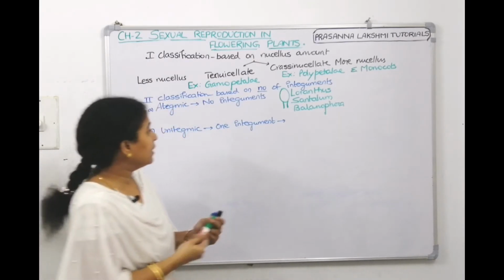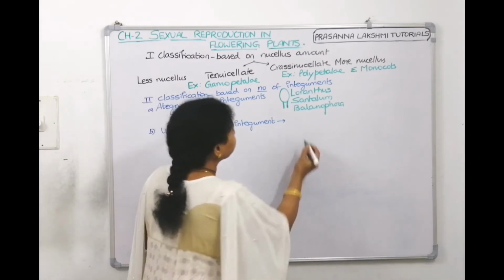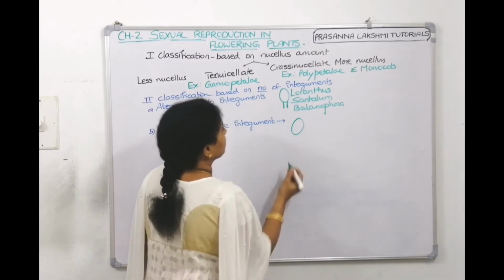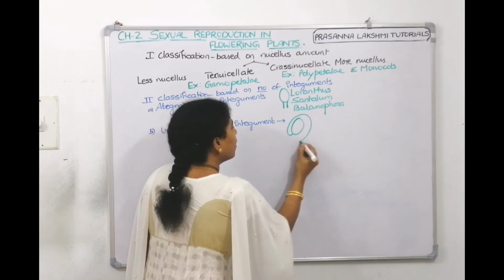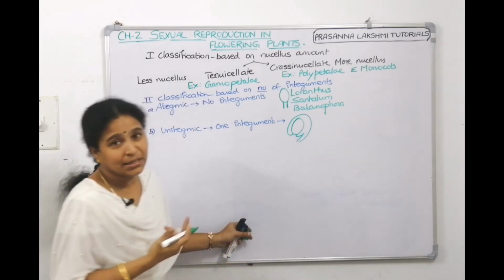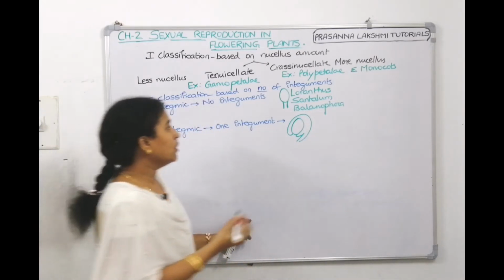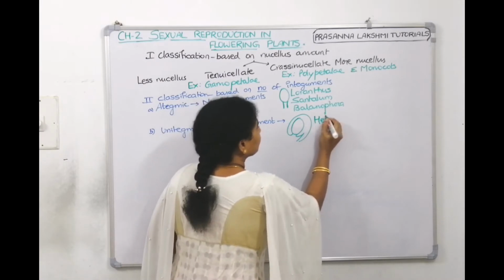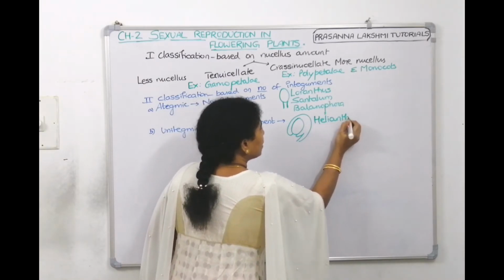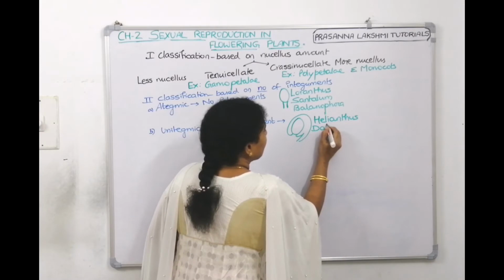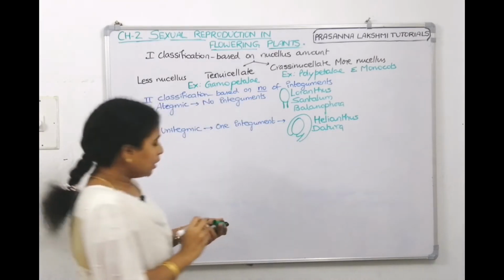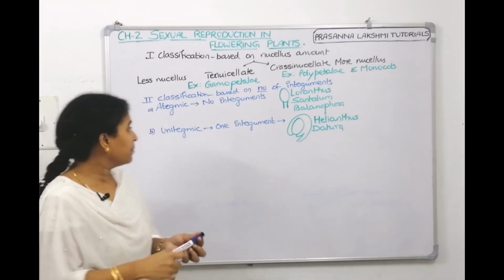How will the ovule be then? One integument means this is the nucellus, covered by only one integument. This is unitegmic. Examples I told: Helianthus, sunflower, and Datura are the examples for unitegmic. Next one is bitegmic.